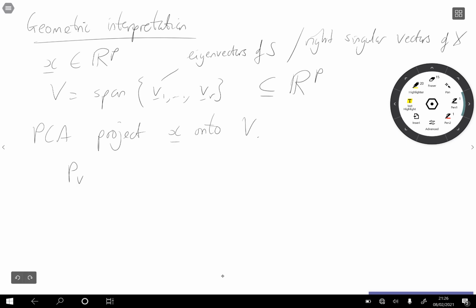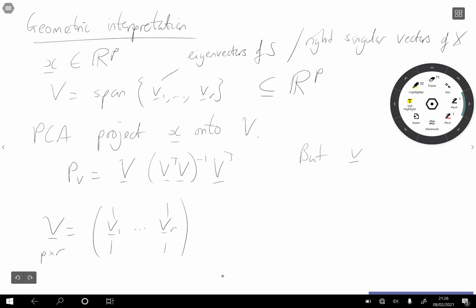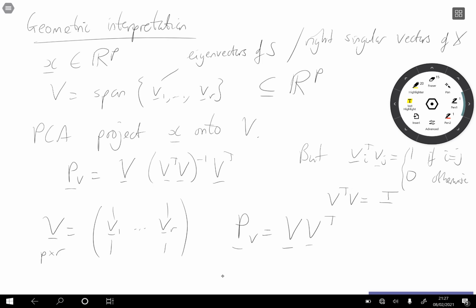Now we saw the projection matrix for doing this in chapter 2. If we let the matrix V be the matrix with columns given by the eigenvectors, v1 up to vr, so this is a p by r matrix, then the projection matrix is V (V transposed V) inverse V transposed. But we know that vi transposed vj is 1 if i equals j and 0 otherwise. So in other words, V transposed V is just the identity matrix. So we have that the projection matrix works out to be V V transposed. That's our projection matrix for projecting the data onto the subspace V.